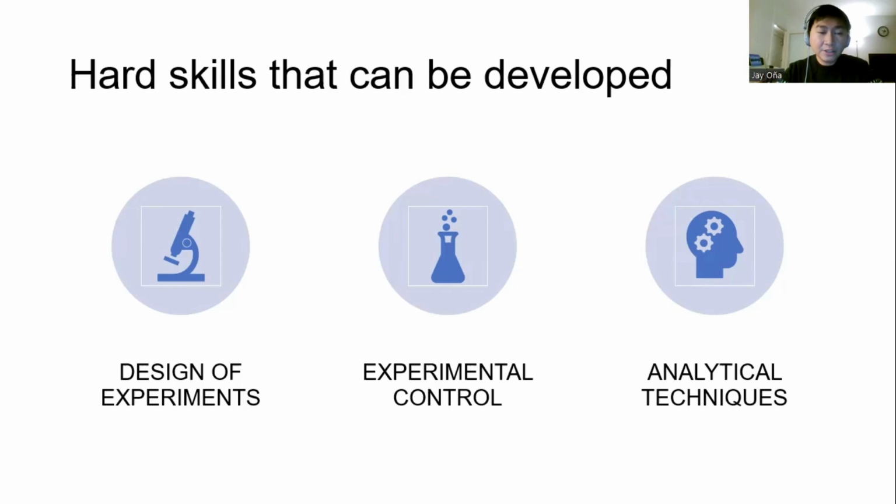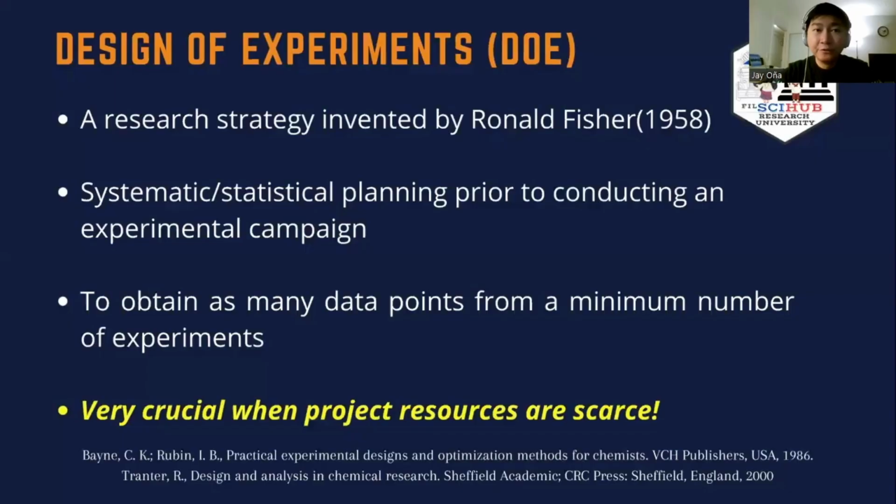So let us first dive into this design of experiment. This design of experiment was first introduced by Ronald Fisher in 1958, and Dr. Jeffrey Bunkin already discussed this in one of our webinars in Research University. And this is very important when we are trying to plan an experimental campaign and obtain as many data points from a minimum number of experiments.